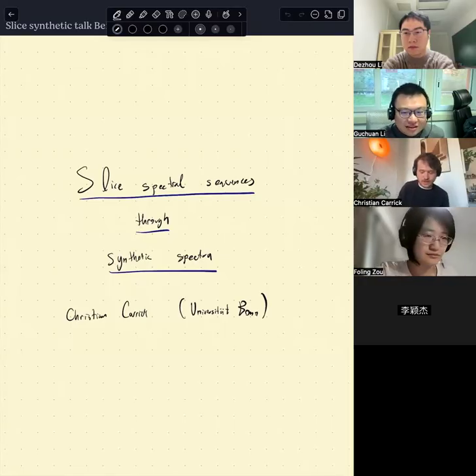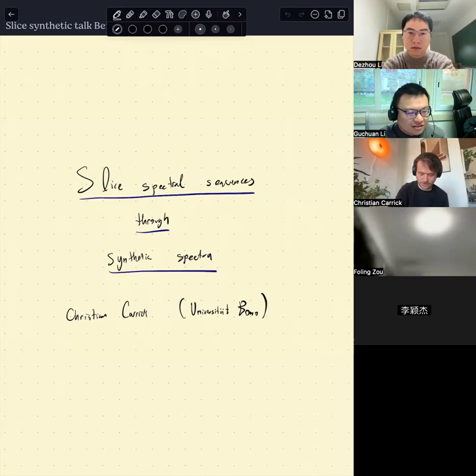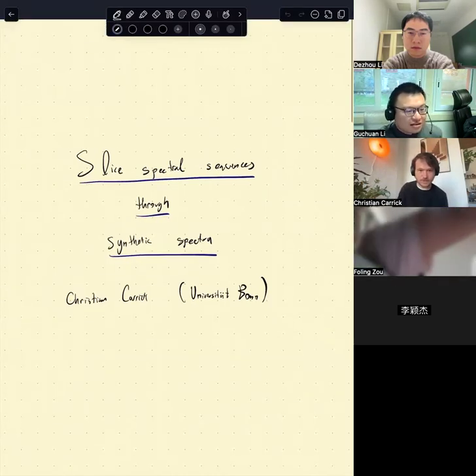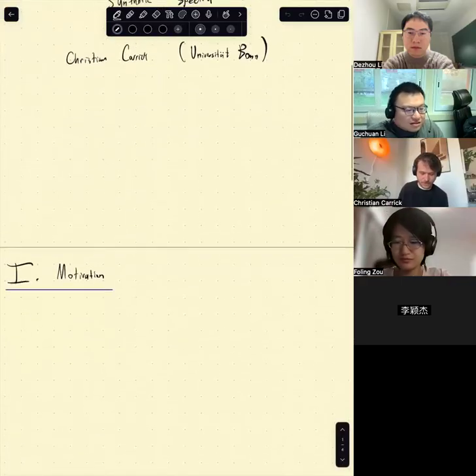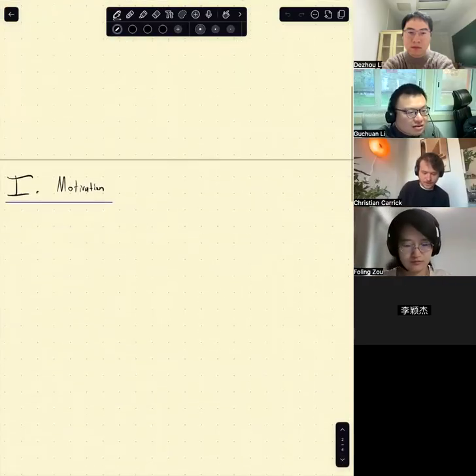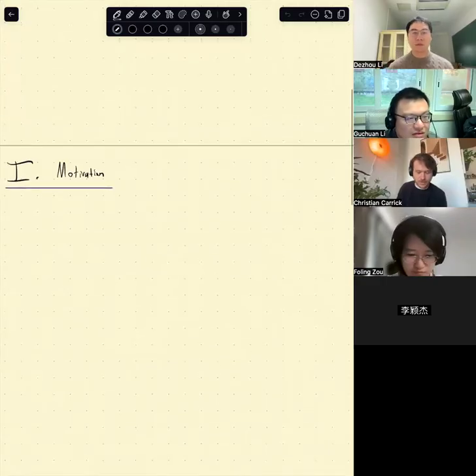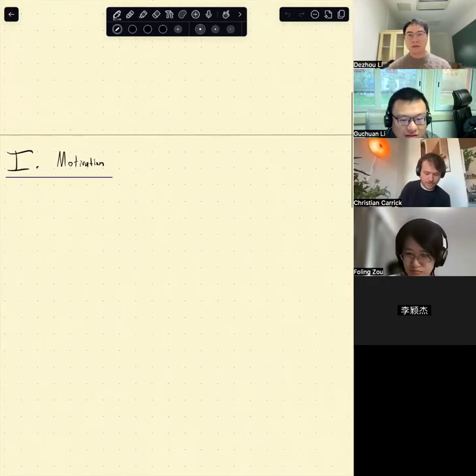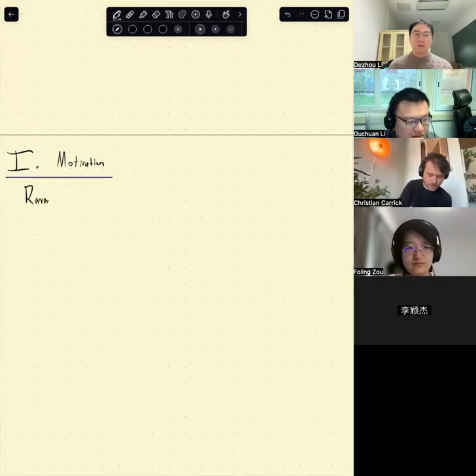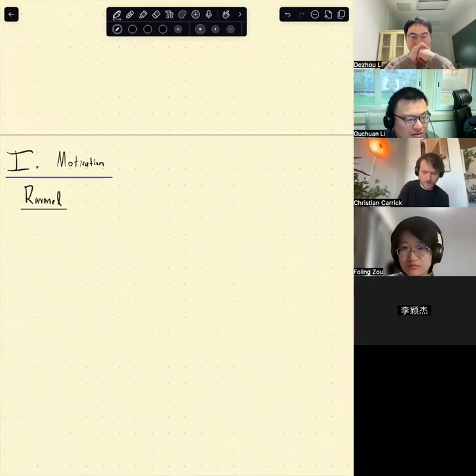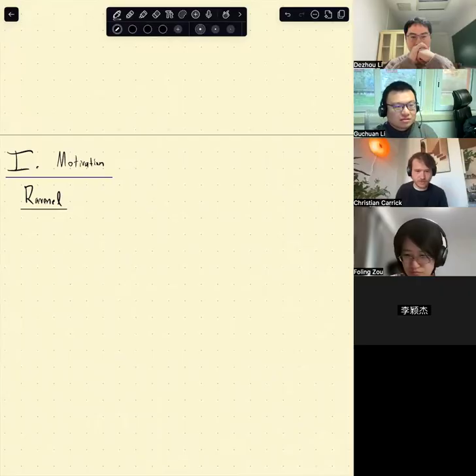Okay, so let me get started with some motivation. I'm going to talk about the slice spectral sequence, and I want to say a bit about where it comes from. This comes from the Hill-Hopkins-Ravenel solution to the Kervaire invariant problem, which was motivated by earlier work of Ravenel on the odd primary version. He proved an odd primary version of that result for primes greater than 3, and I want to briefly review his strategy.